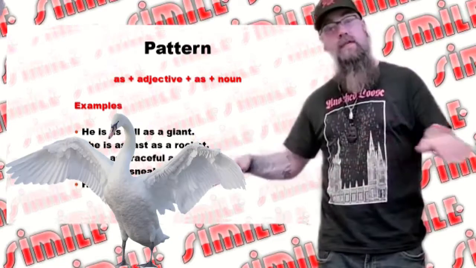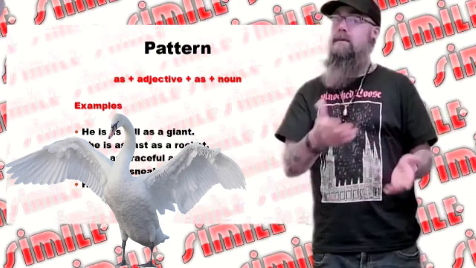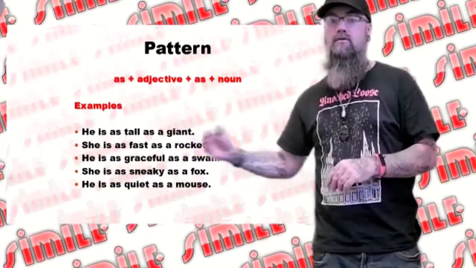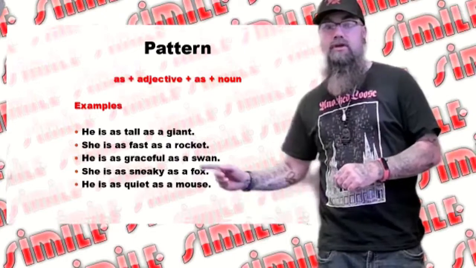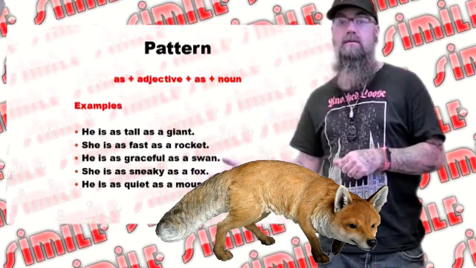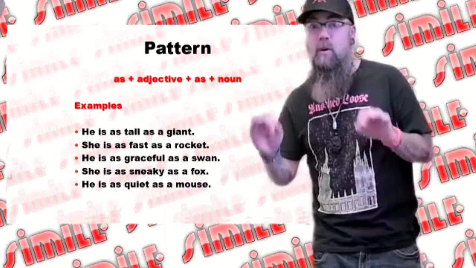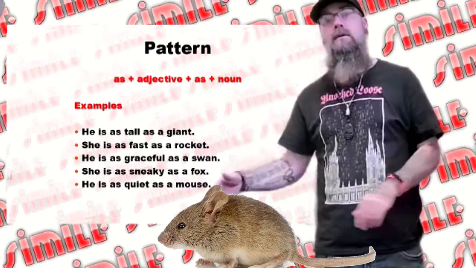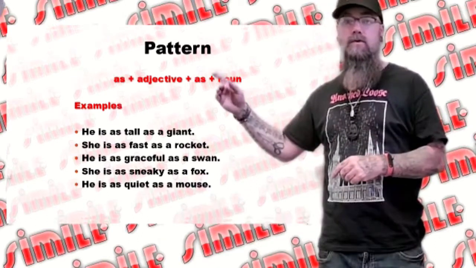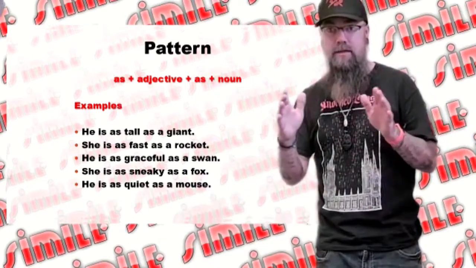He is as graceful as a swan. Wow. We're comparing the way that he is, his grace, to that of a swan. She is sneaky as a fox. We're comparing the way that she is with a fox. And he's as quiet as a mouse. We're comparing the way he is to that of a mouse. In each of these cases, we're using the word as to connect our comparison.